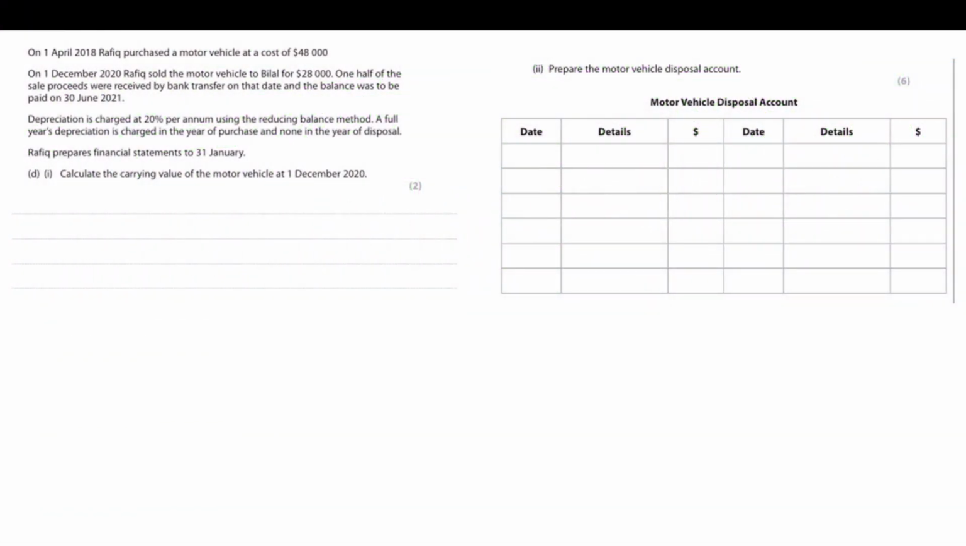Now we are going to do one of the past paper questions from Pearson Edexcel IGCSE. This is on depreciation. So we will just go through it.